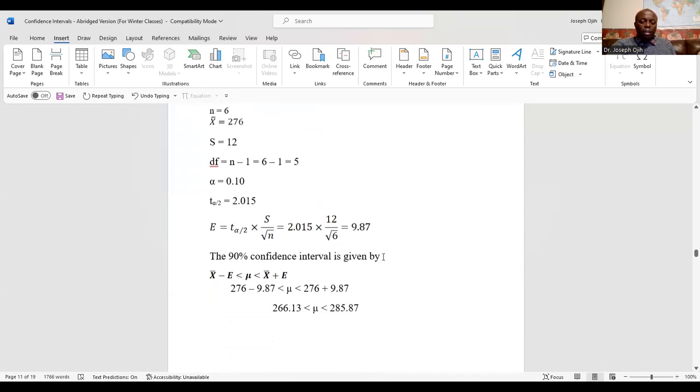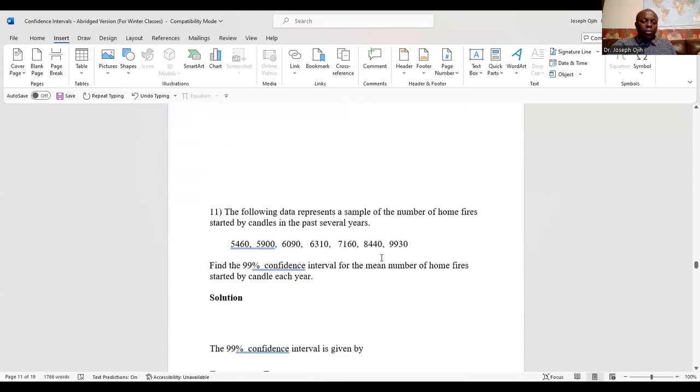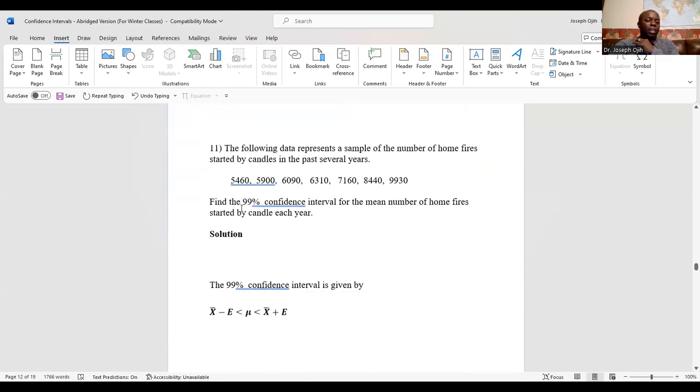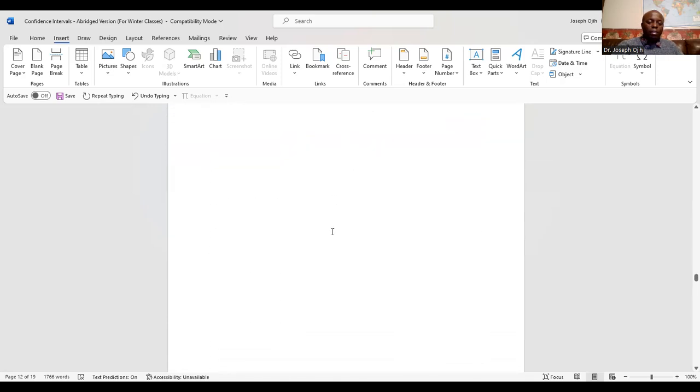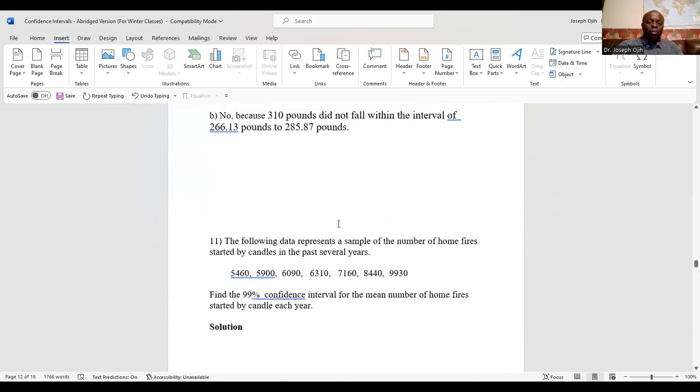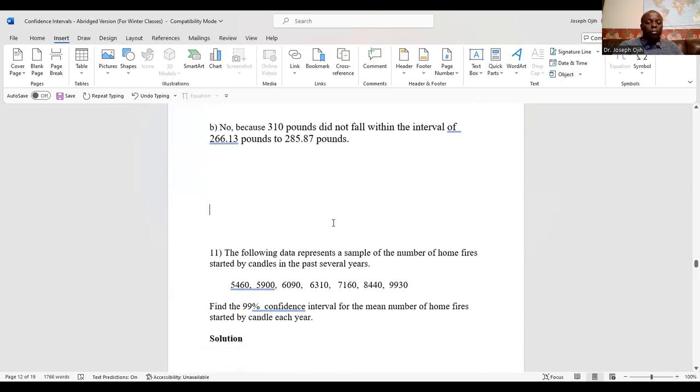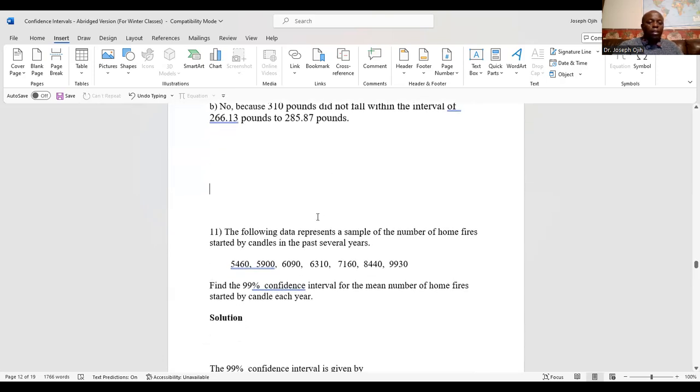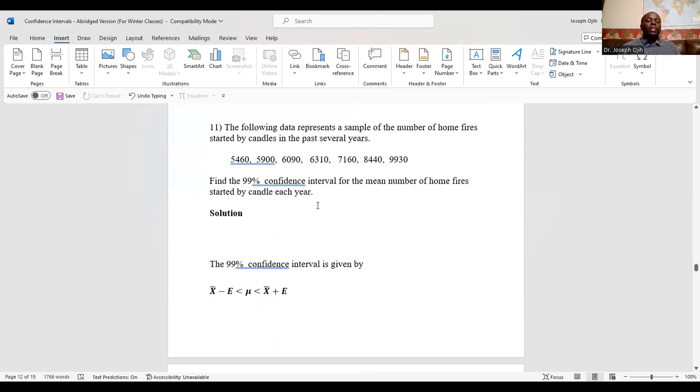Now, another example, where they give you the numbers in this form. All you have to do is find the mean using Excel, find the standard deviation using Excel, and then get the whole thing. Let's do this one. That'll be our last example for tonight, and next week we look at confidence interval for proportion. It says here, the following data represent the sample number of home fires started by candles in the past several years.